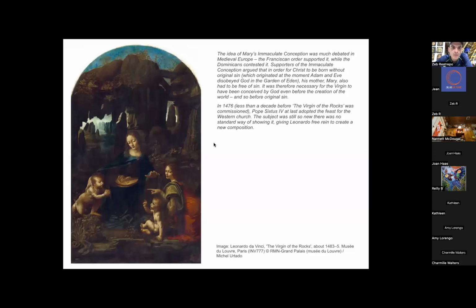And then we have here more of a clear idea of sfumato. Mary's Immaculate Conception was much debated in medieval Europe. This is really interesting for me because I wrote an essay on the Franciscans and Dominicans and how they understood the Immaculate Conception. There was a controversy between the two monastic groups, but they argued that in order for Christ to be born without original sin, which originated at the moment Adam and Eve disobeyed God in the Garden of Eden, his mother Mary also had to be free of sin. It was therefore necessary for the Virgin to have been conceived by God even before the creation of the world, and so before original sin.